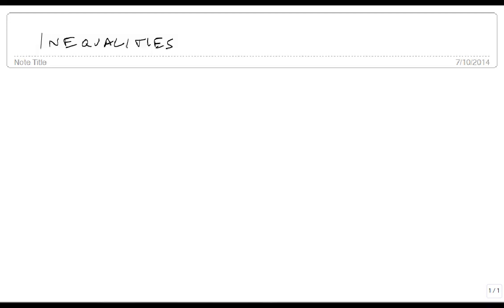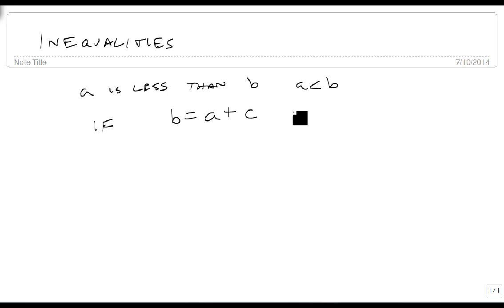So the real numbers are ordered by their size. We say that A is less than B if B is equal to A plus C, where C is a positive number. So if I can add something to A and that makes it equal to B, that means A is less than B.